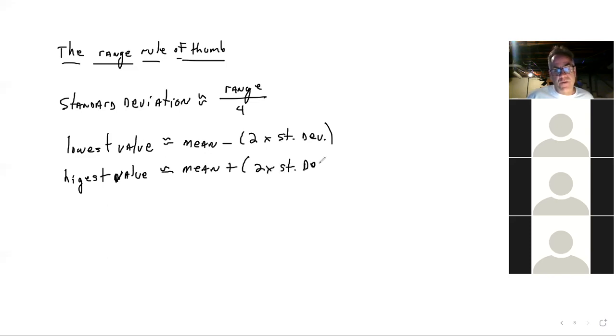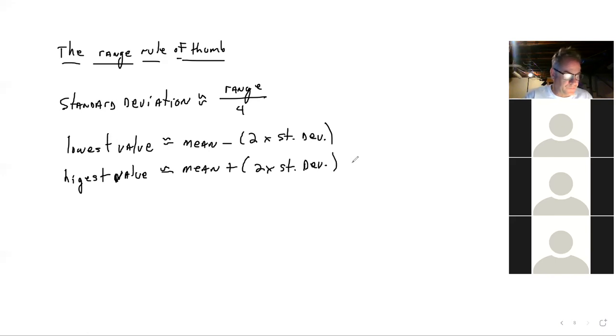Now the reason, again, is that a lot of times we assume a normal distribution, and most of the data has to lie within 2 standard deviations. Now, if the highest or lowest value is an outlier, then your estimate may be off a good bit, since it's just an estimate.